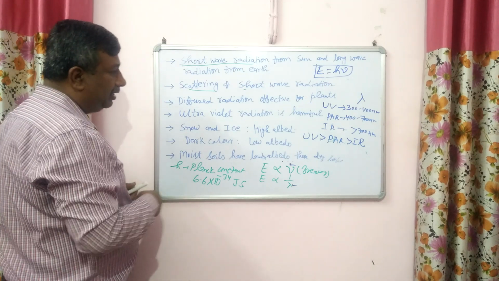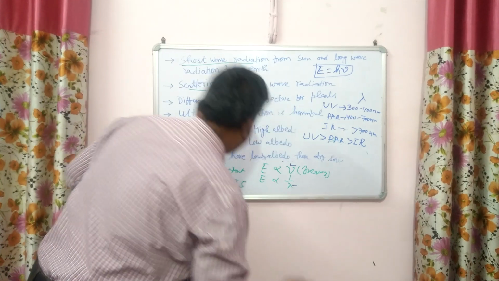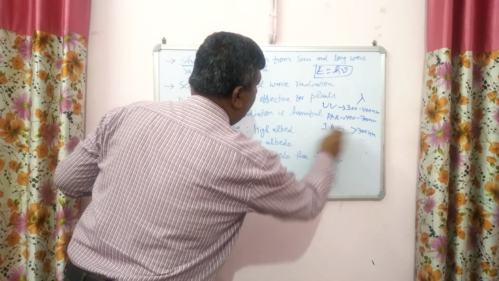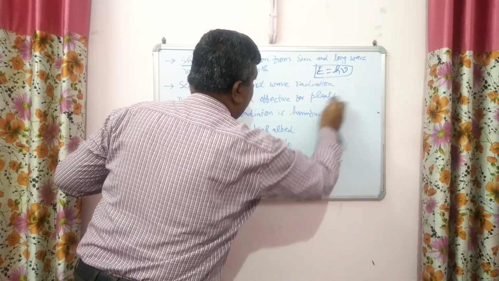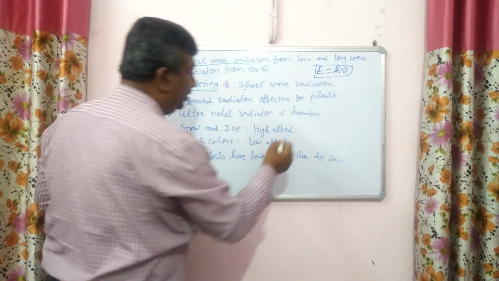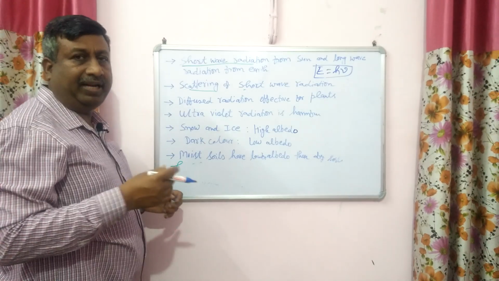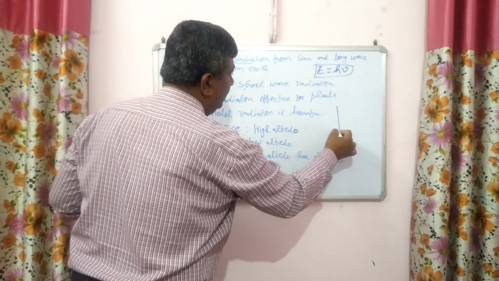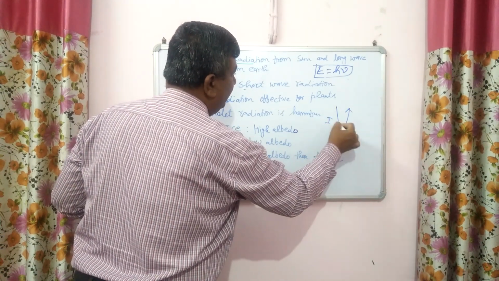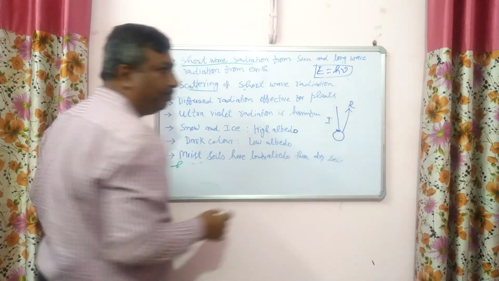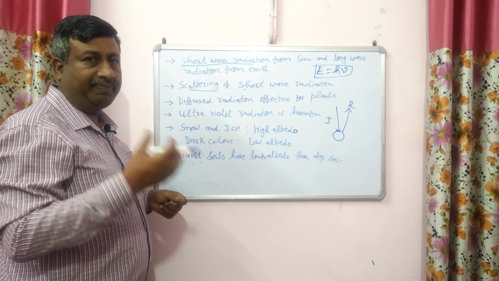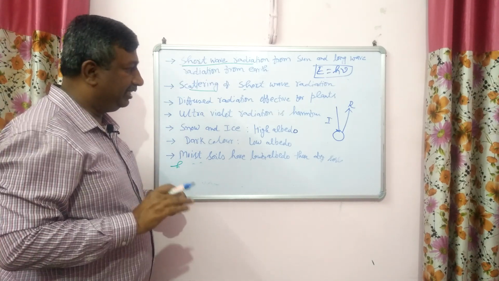Then another question is related to the albedo, and snow and ice have high albedo. First of all, we should know what albedo is. Albedo is known as reflected radiation. Suppose this is radiation and it is reflected back by a substance. This is the incident radiation and this is the reflected radiation. How much is reflected, that is known as albedo. So albedo is the ratio of reflected radiation to incident radiation.